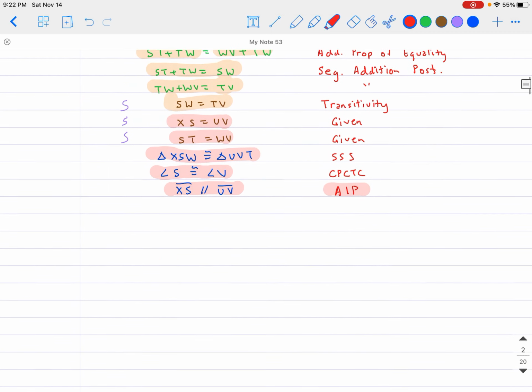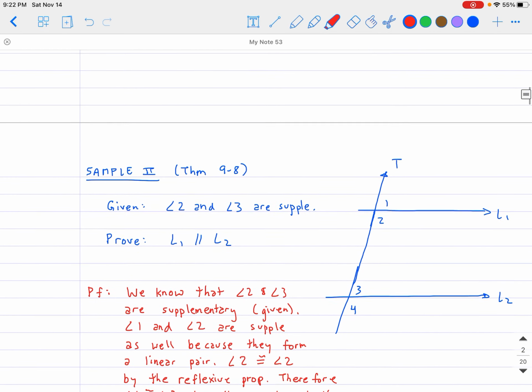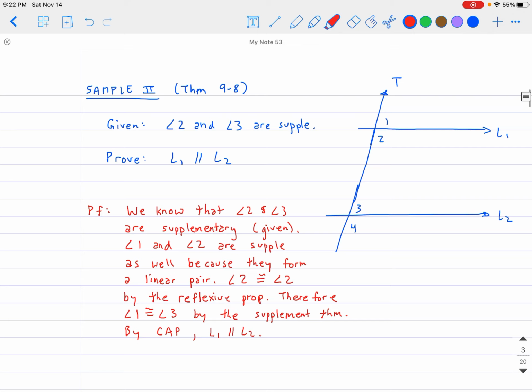Okay. All right. Now here's the last one. Here's the last sample problem, which actually turns out to be a theorem, but we'll just go ahead and look at it as a sample problem anyways. Given that angles 2 and 3 are supplement to each other. So that means that this guy right here is going to be supplement to this guy right here. What I would like to do is use that to prove that line 1 and line 2 are going to be parallel to each other.